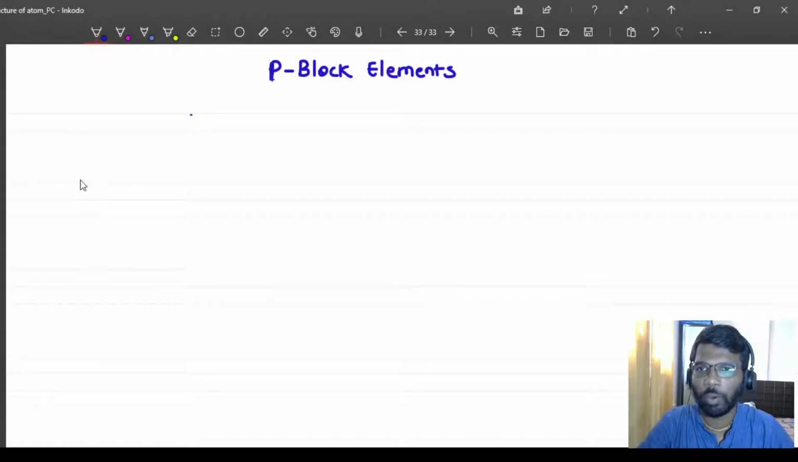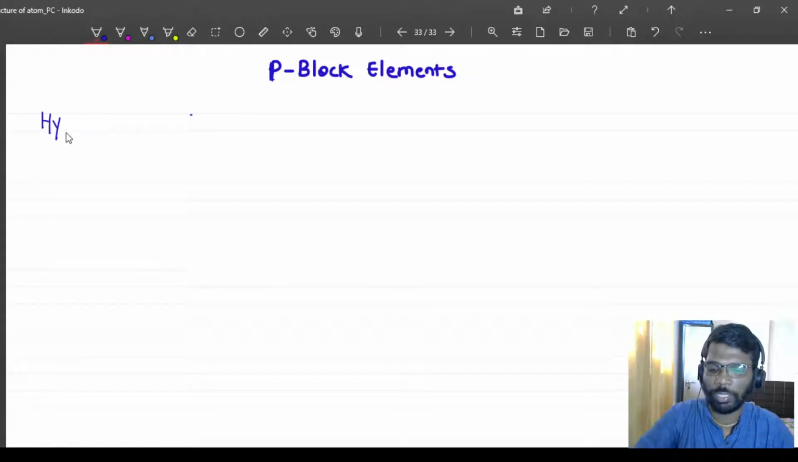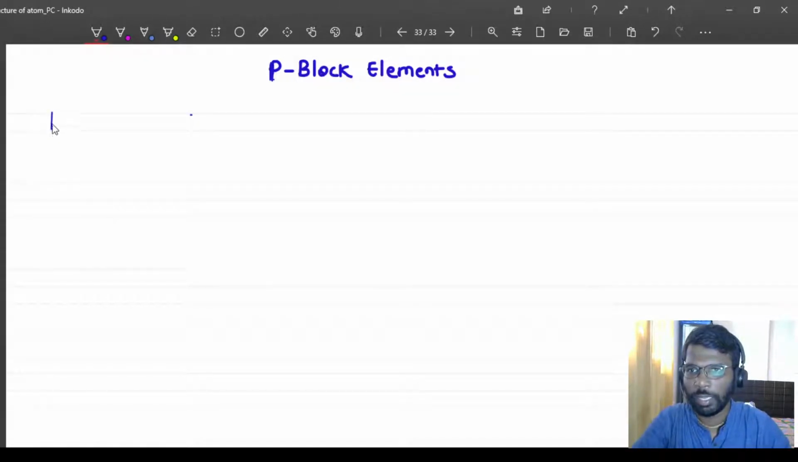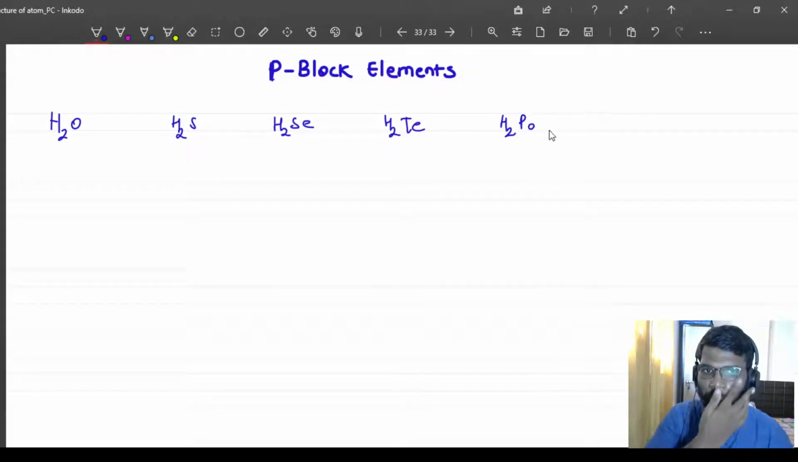Let us understand some important properties of the hydrides of group 16 elements. Which are the hydrides of group 16 elements? The first hydride is H2O, then the second hydride is H2S, then H2Se, H2Te. Polonium doesn't form a hydride. So these are the four hydrides: oxygen, sulfur, selenium, and tellurium hydride.